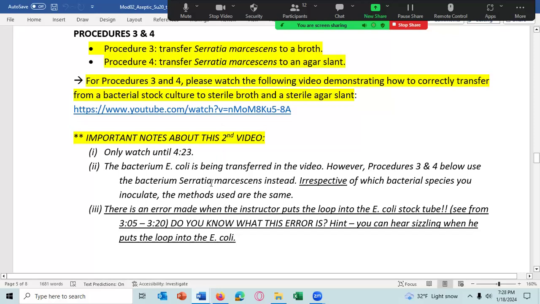And then you should catch an error in this video. The error is between 3 minutes and 5 seconds and 3 minutes and 20 seconds. Try and figure out what the error is. You can hear some sizzling when the instructor puts the loop into the E. coli. And that sizzling means something. Try and figure out what that error was. Okay?